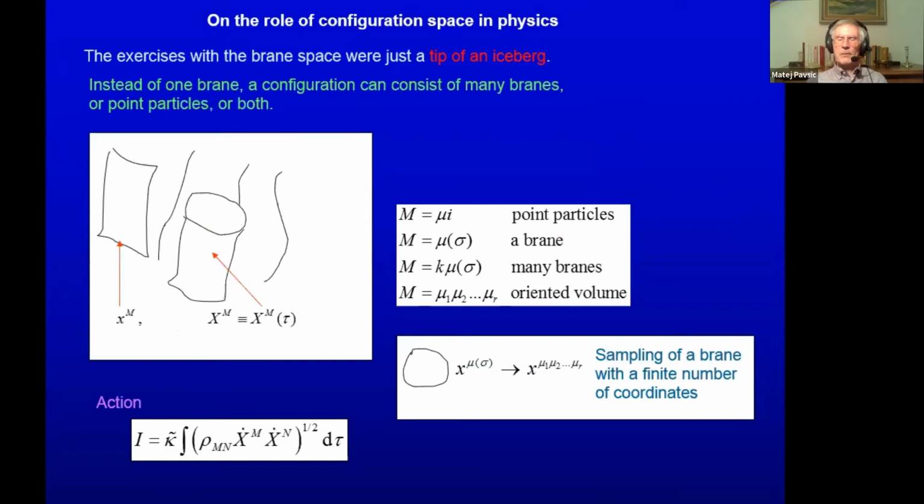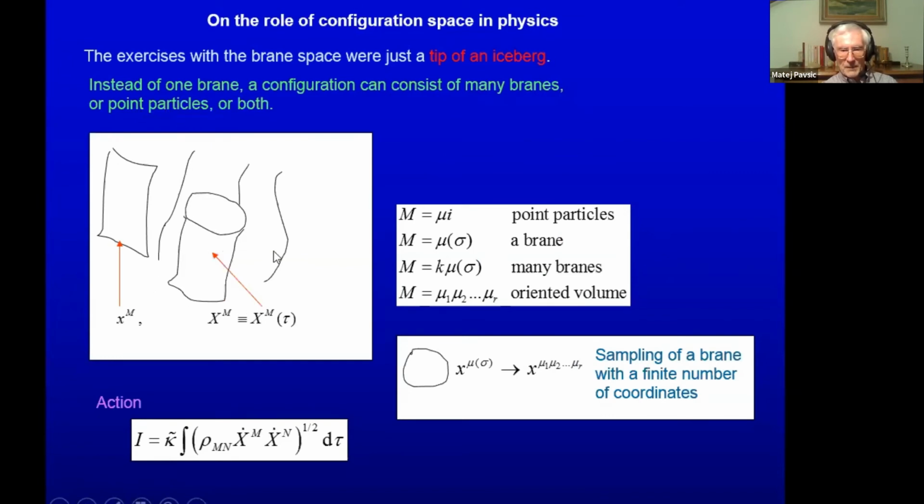Okay, I was playing with branes. Branes were considered as an object in multidimensional space, but the exercises with the brane space were just the tip of an iceberg, because instead of one brane, a configuration can consist of many branes or many point particles or both.